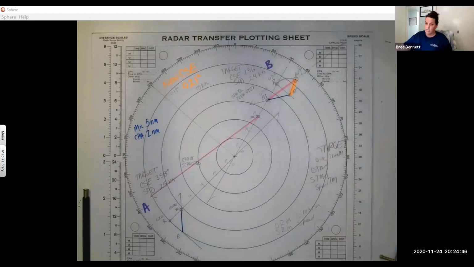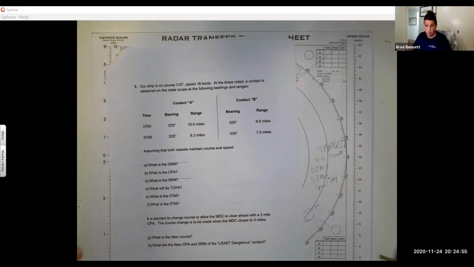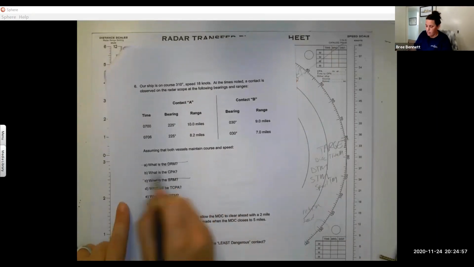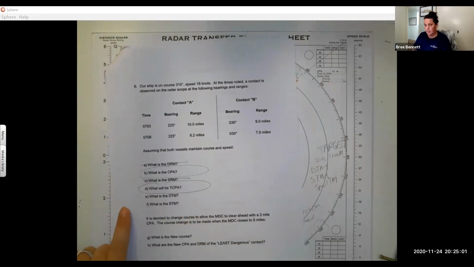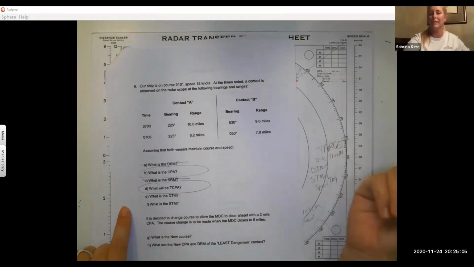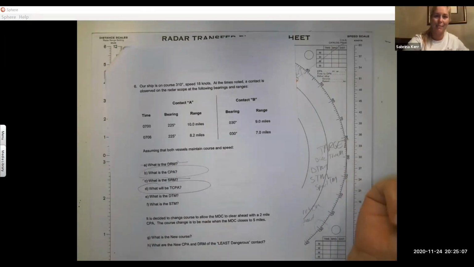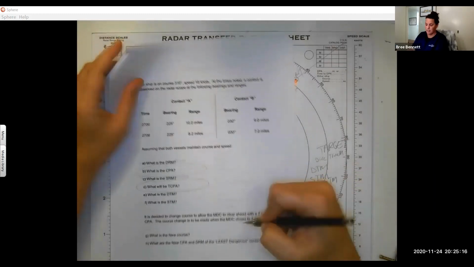So I am just skipping over this DRM. I don't think you need to know that, and I don't think you need to know speed of relative motion. I think if you understand how to get the CPA and understand how to get the TCPA, you understand both of those. So the answer is the same for A and B, as also for C and D on the homework? No, it's not the same answer.